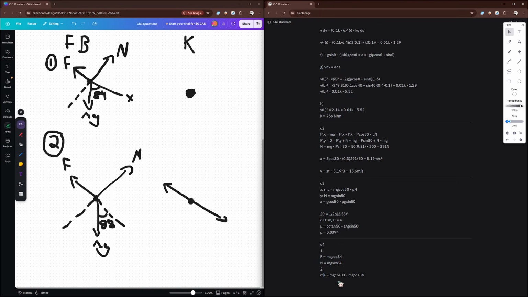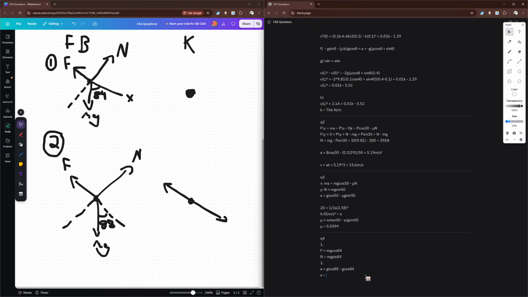And as you can see, again, all the masses cancel out. And g is just gravity, 9.81. So we plug this into our calculator. So 9.81 times cosine 88 minus cosine 84, which gives us an acceleration of negative 0.683.